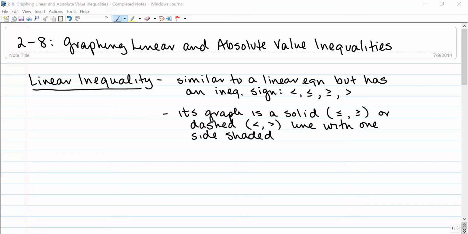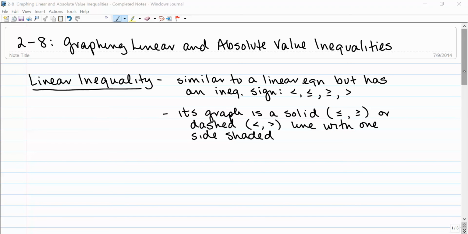And you'll probably recall from Algebra 1, it's a solid line if it's a less than or equal to, or a greater than or equal to, and it's a dashed line if it's just a less than or a greater than. And then when it comes to shading one side of the line, one way you can do it is to test a point, usually the origin, if the line doesn't go through the origin. Or if you've written the line in y equals mx plus b form, then if it's a less than, you're going to shade below the line. If it's a greater than, you're going to shade above the line.